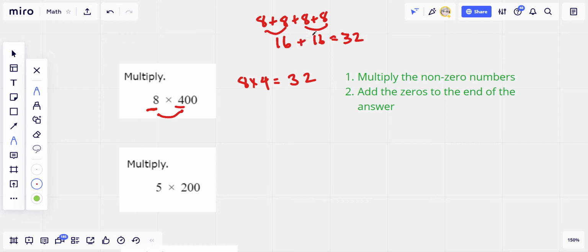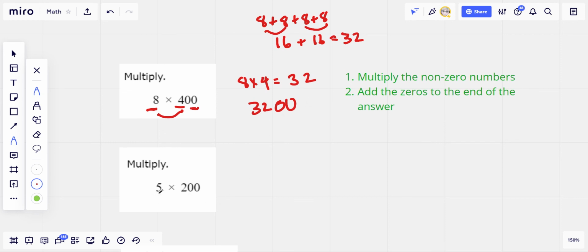And that one, if I didn't know it, I could stack it up and add it like normal, carry the 1, et cetera, et cetera. But anyway, 8 plus 8 plus 8 plus 8 is 32, so 8 times 4 is 32. Then, second step, all you have to do is just add these zeros onto the end. So you have your 32, and you get 3200.